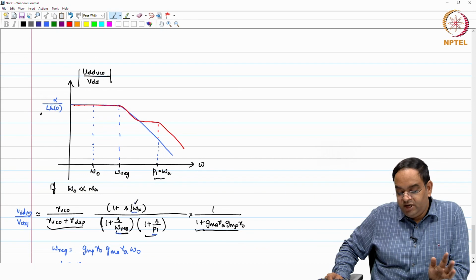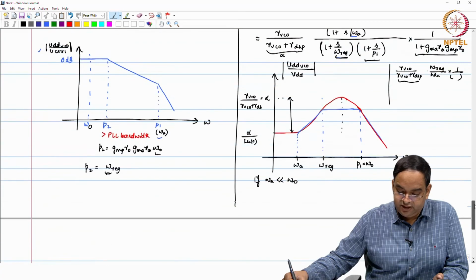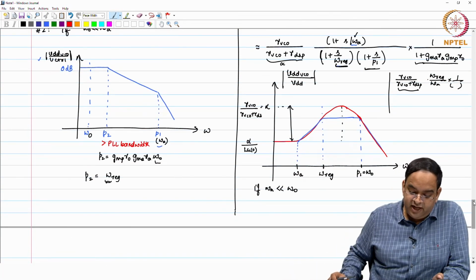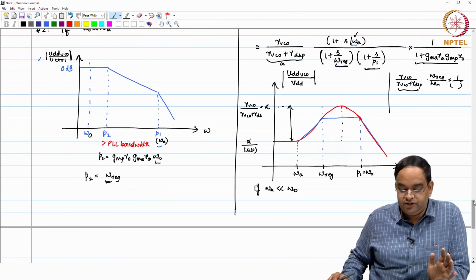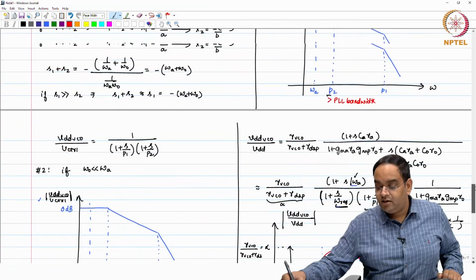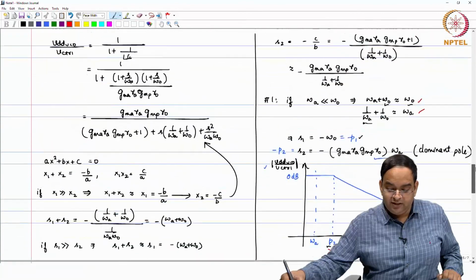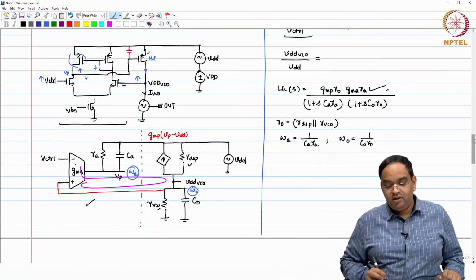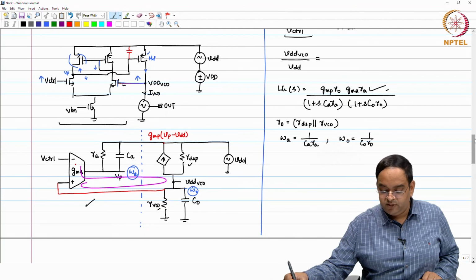Okay. What we need to make sure is that our PLL bandwidth, in this case if you look at it, has to be lesser than our regulator bandwidth. Okay. That is something which we should make sure. The PLL bandwidth has to be lesser than the regulator bandwidth. Now, whether that regulator bandwidth is dominated by the pole at the output of the amplifier or the pole at the output load, that is something we need to take care of when we design. Okay. Thank you.